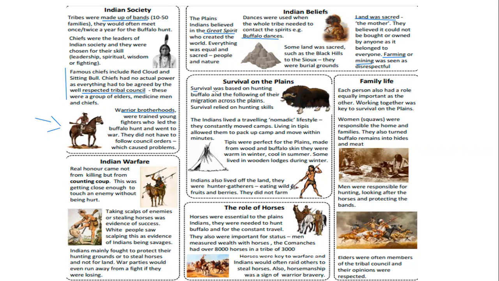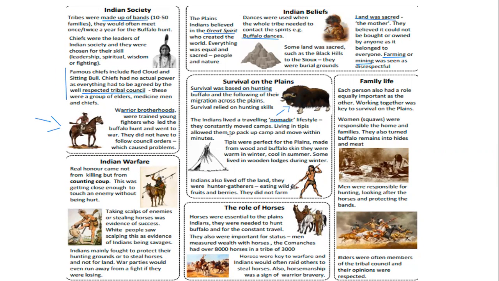Survival on the plains was based on hunting buffalo. If you didn't have the buffalo to hunt, then survival was going to be very difficult. And the key thing about their survival was their nomadic lifestyle. The fact they were always moving their camps based around the buffalo, living in teepees, which means they could pack it up within minutes in something called a travois, which meant they could be on the move, so they could follow these guys here.